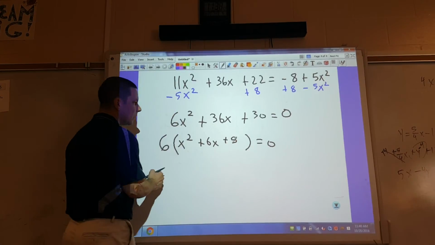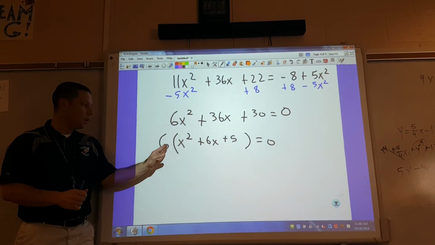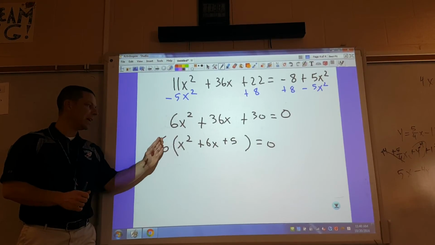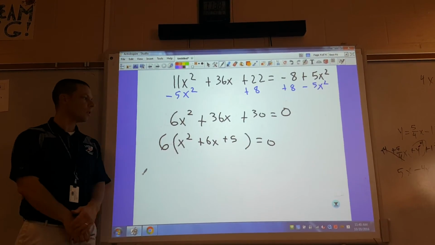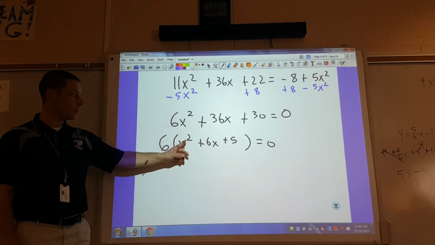And 6 times what is 30? 5. Okay, so this is a case like I was just mentioning in the last problem. There was a GCF, no variable with it, so it is not going to have any impact on our solution. We need to factor the resulting trinomial here to get our two answers.